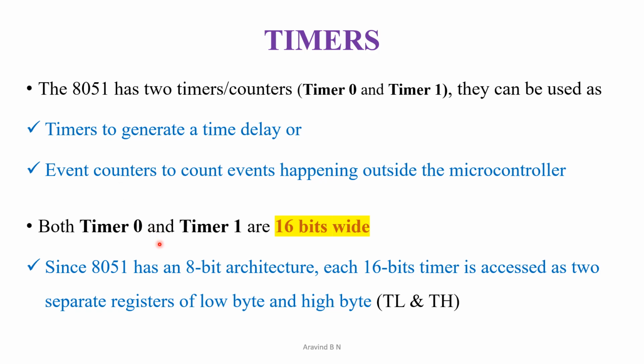Both timer 0 as well as timer 1 are 16-bit wide. As per 8051 architecture, we cannot load 16 bits directly. Therefore, that 16-bit can be divided into two 8-bit parts, that is TL and TH. TL is the lower 8-bit and TH is the upper 8-bit representation.